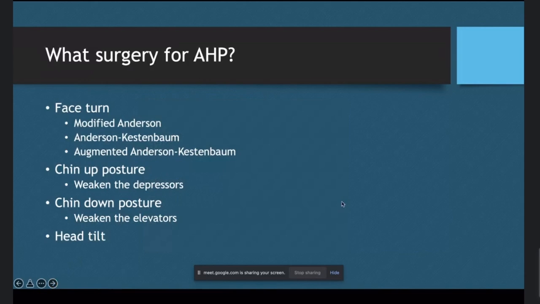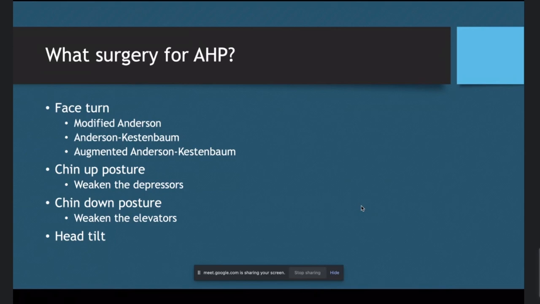So what surgeries do we have? For the face turn, we have modified Anderson-Kestenbaum, augmented Anderson-Kestenbaum. What is modified Anderson? Ma'am, medial rectus recession in one eye and lateral rectus recession in the other eye. Super! Exactly right. Large recessions of yoke muscles. That is face turn. That is modified Anderson. Very good. Then you can have chin up posture.